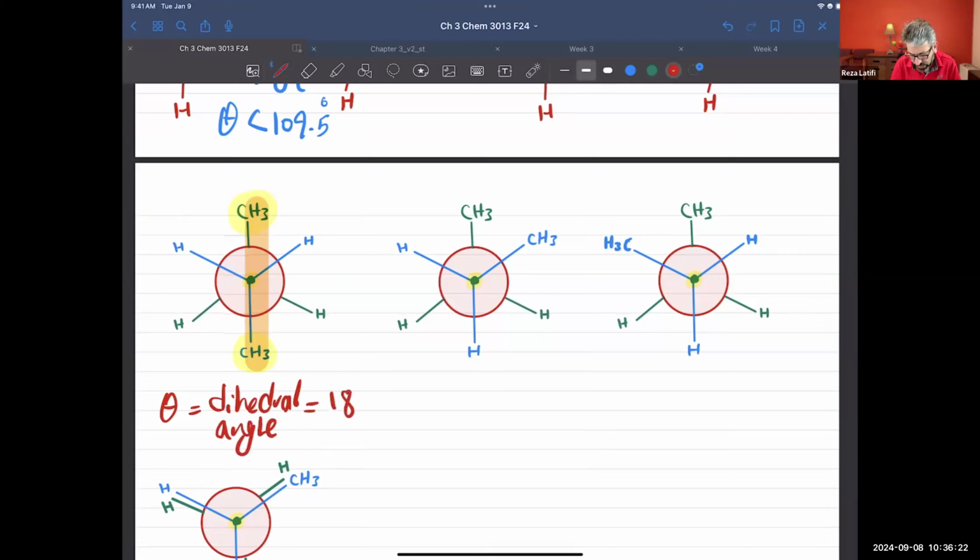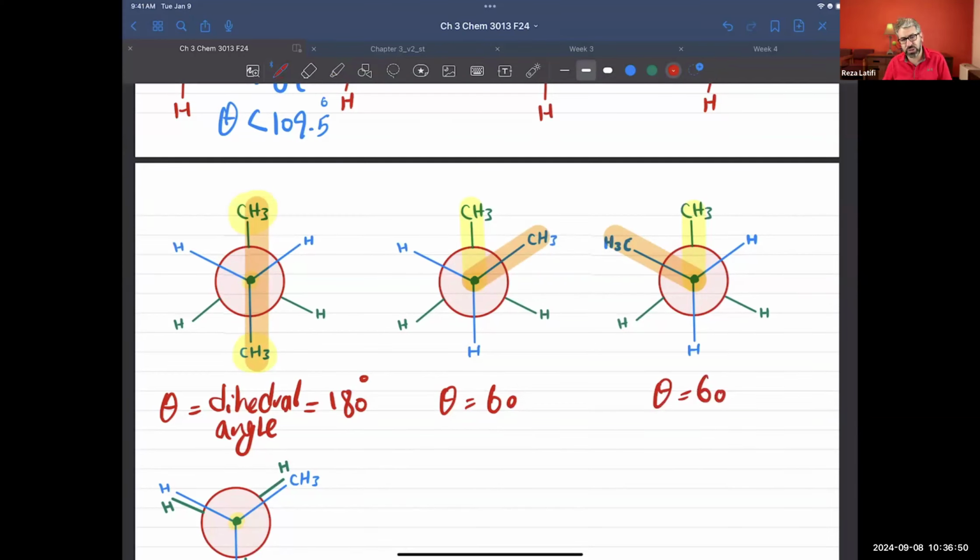Theta, I got it to 180. Okay, how about the second one? They are 60 degrees far from each other. And the next one, you have one here, and the second is there. Again, theta is 60.